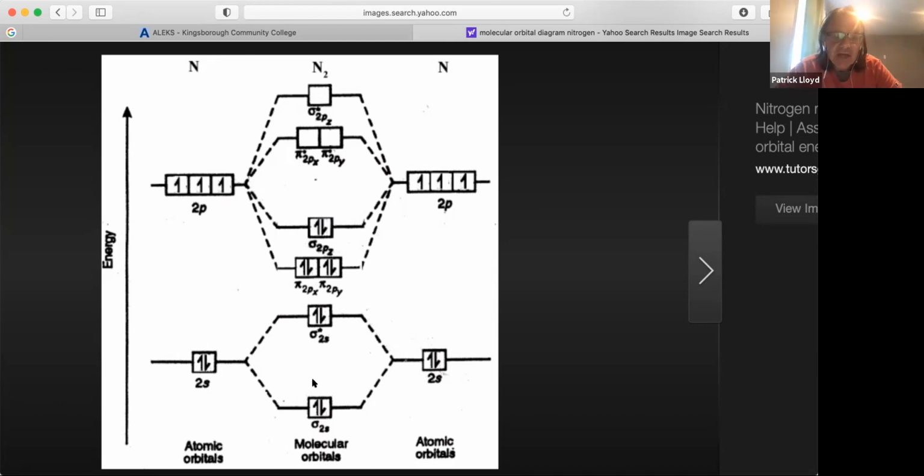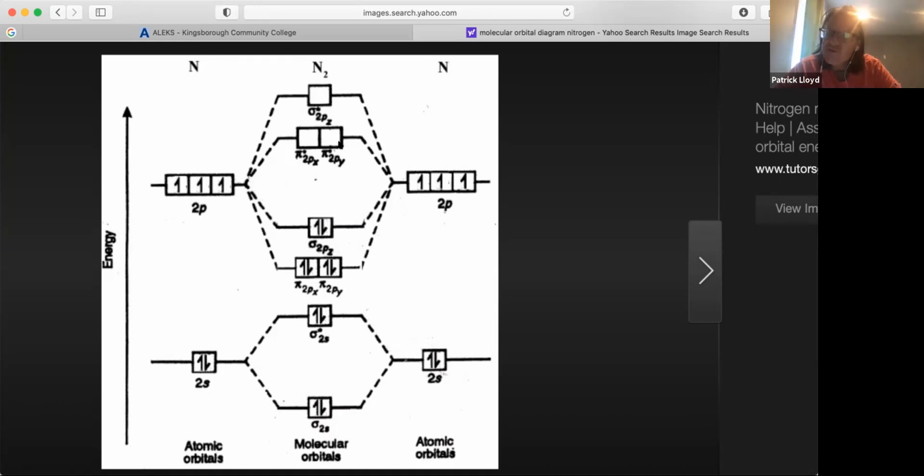Now notice what happens. Sigma 2s has 2 electrons. Sigma 2s star has 2 electrons. So you have electrons in an anti-bonding orbital and electrons in a bonding orbital. Then you have electrons in these orbitals here and none in here.